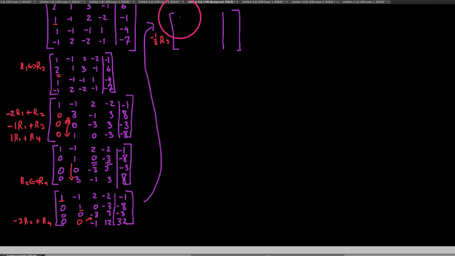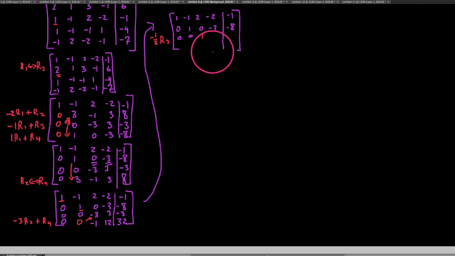So row 1 still the same: 1, -1, 2, -2, and then -1. Row 2 is still the same: 0, 1, 0, -3, -8. Row 3, we took a third times everything in row 3, so we have a -1/3 times 0, and 0 would be 0 and 0. We would definitely have a 1 here now.